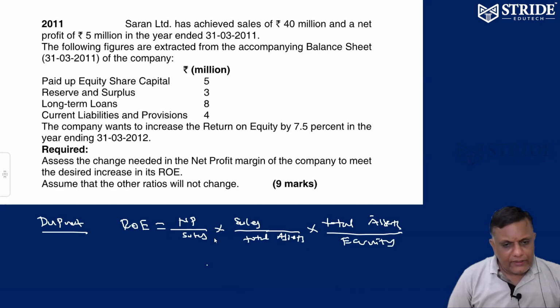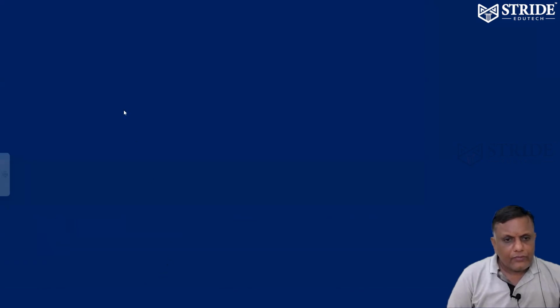So NP by sales, sales by total asset, total asset by equity. It's a multiple of three things. Okay, let's start one by one. First one, NP, net profit. Before that, you have to know everything. Total asset you have to find. Let's start one by one with all the information. Straight away substitute, you'll be getting the answer.